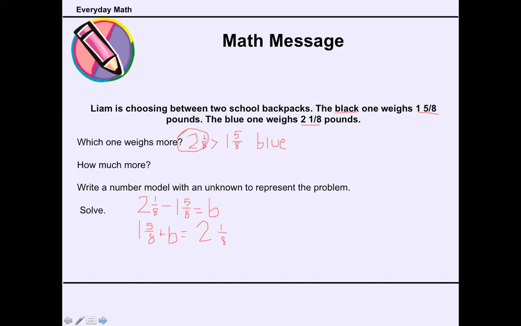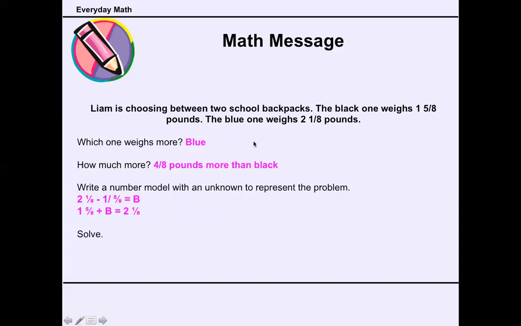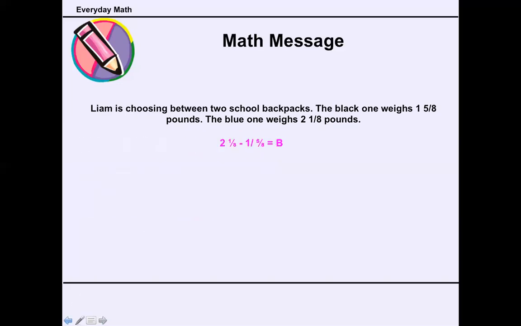So let's work on solving this equation. I'm going to do the subtraction because that sometimes just makes more sense to me. Okay, so 2 1/8 minus 1 5/8. So what I like to do, there's a few things we can do. But the first thing I like to do is rewrite my equation.